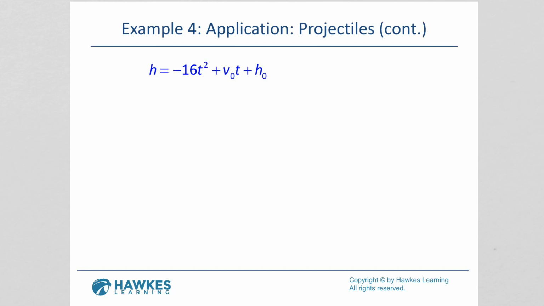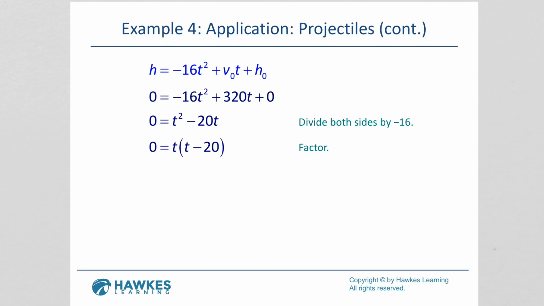So h equals negative 16t squared plus v sub 0 t plus h sub 0. That's our formula. The height when the bullet hits the ground was 0, so we have 0 equals negative 16t squared plus 320t plus 0. Simplifying, that gives us 0 equals t squared minus 20t. They just divided everything by negative 16.